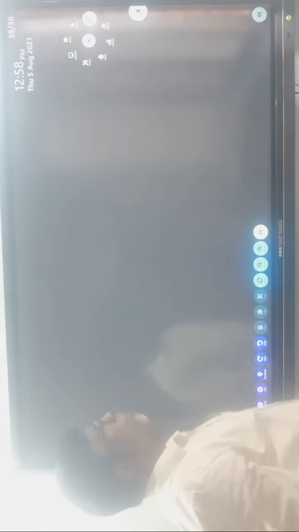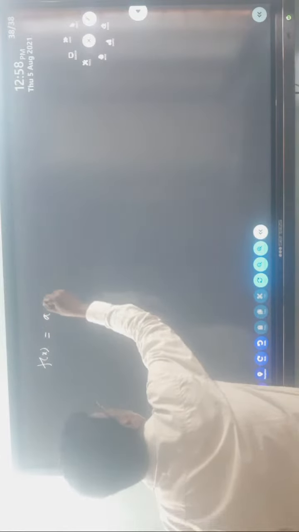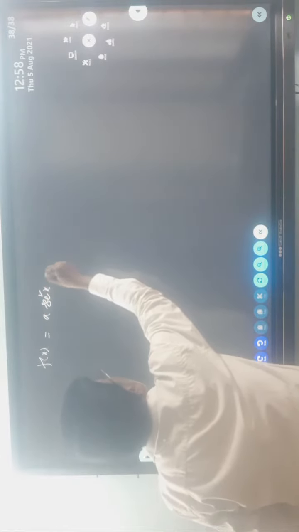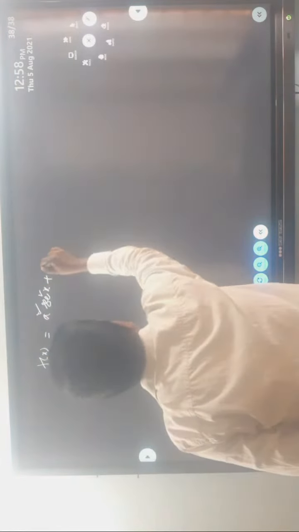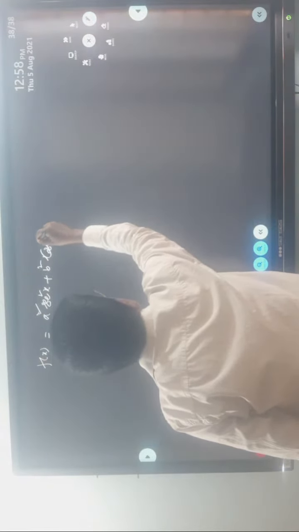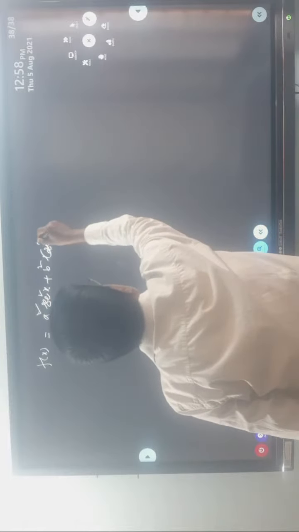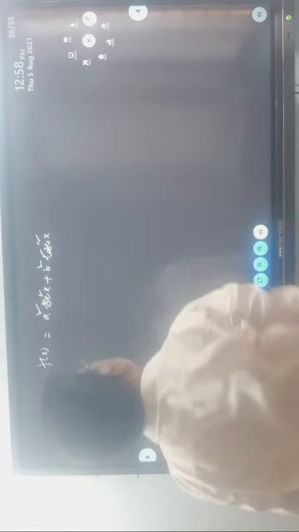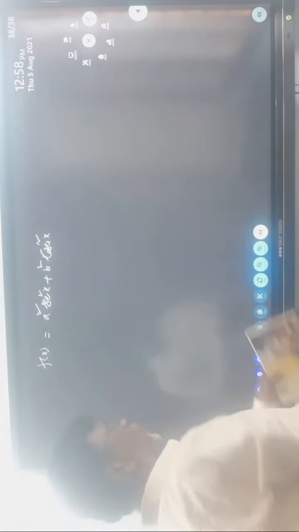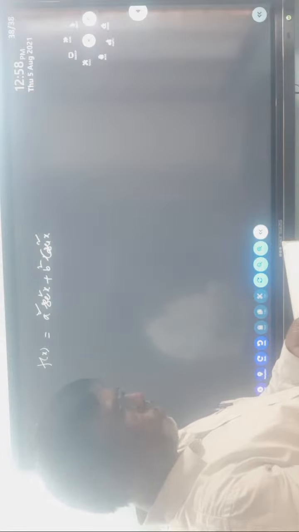Now let me explain one more formula. One more formula is given like this: f of x is given as a square secant square x plus b square cosecant square x. This is a very important formula, asked many times in the examinations. This is the concept we are taking.